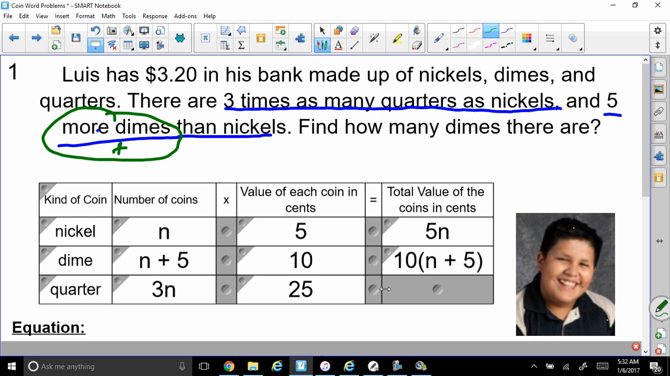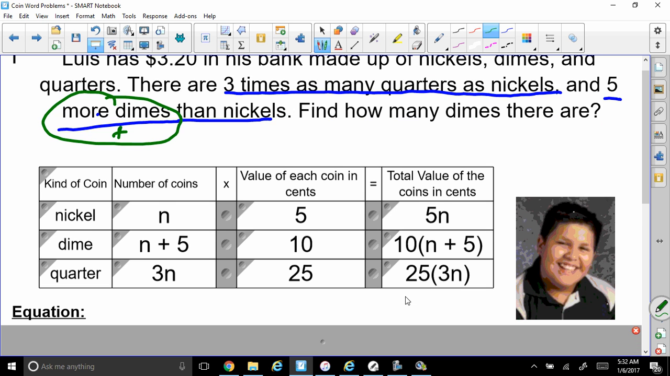You can distribute now, or you can distribute later. I have quarters, and there are 3 times as many quarters as nickels. So I have 25 cents, the value of a quarter. If I multiply 3N times 25, that gives me 75N, or I could write 25 times 3N. I like to see the work myself. So there's Lewis over there smiling.